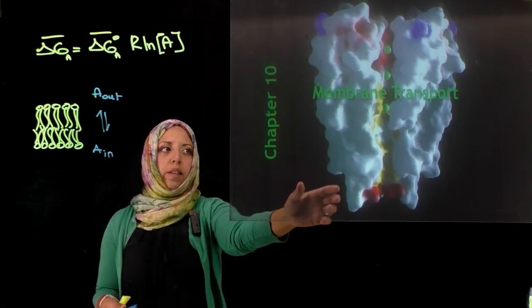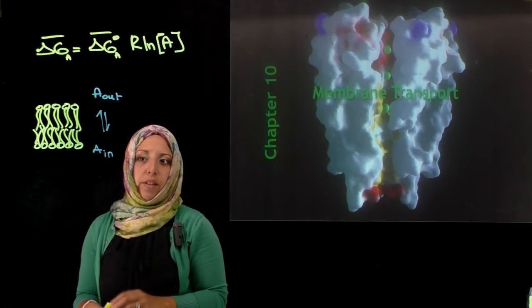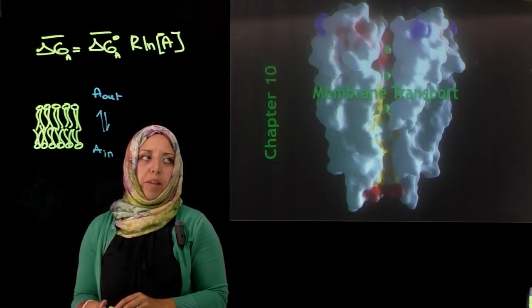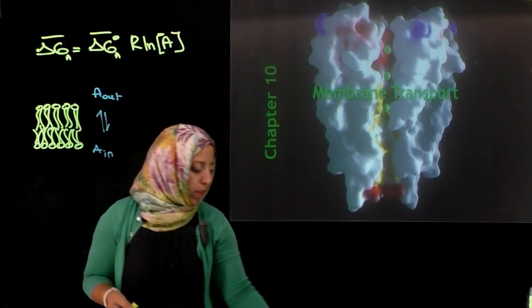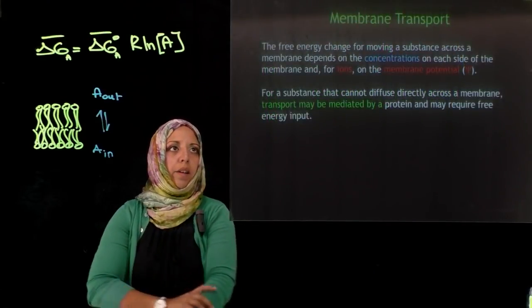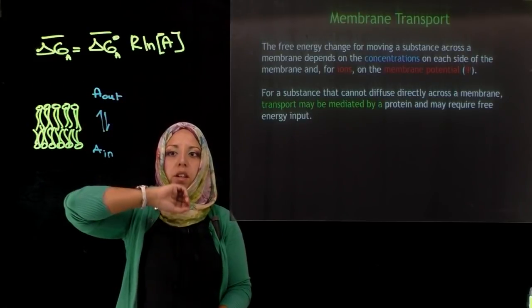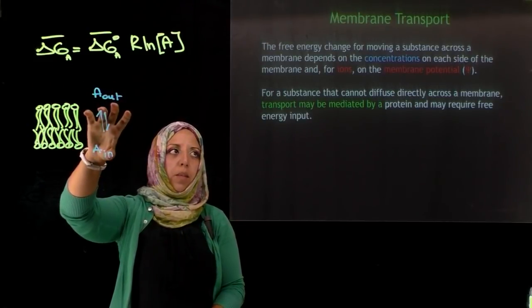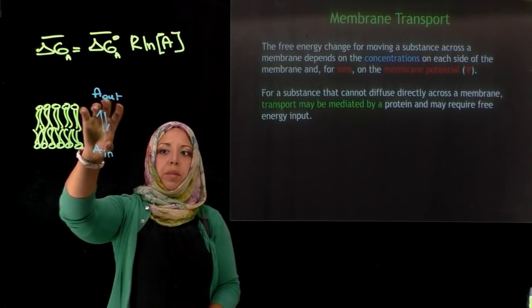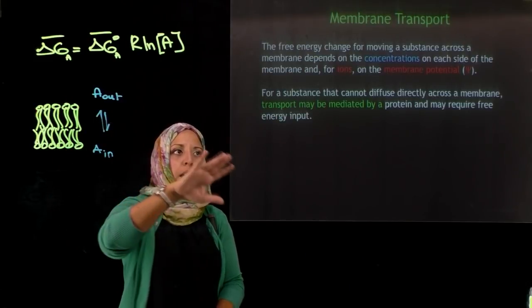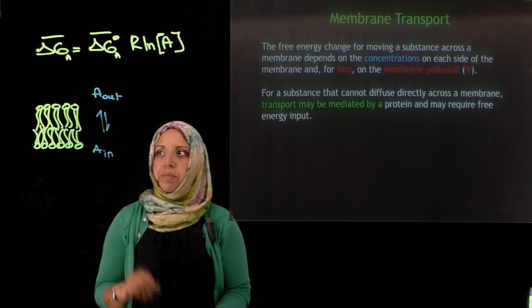So what we discuss in this chapter is transport proteins, proteins that facilitate the transport and the movement of substances across the membrane. All right, so this is really governed by free energy change, or the chemical potential of a given substance and its movement across the membrane. It depends also on the concentration of that particular substance on either end of the membrane. And if we're considering ions, it also depends on the membrane potential.